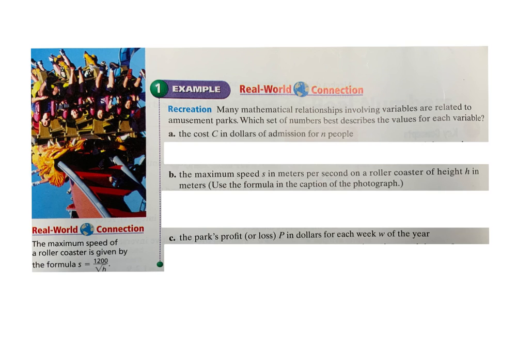So the first thing they ask you in example 1 on the next page is, where do these numbers fall? Real world settings. Many mathematical relationships involving variables are related to amusement parks. So they've used an amusement park theme here. Which set of numbers best describes the value for each variable? The first one is the cost C in dollars of admission for N people. All right, dollars, how do we write dollars? Like in what set? Do I have to tell you how to round if it's something in money? Should I have to tell you what decimal place to round to if it is in money? No.